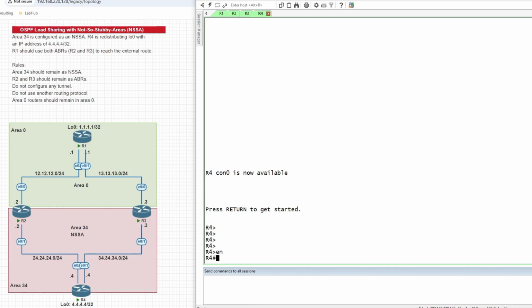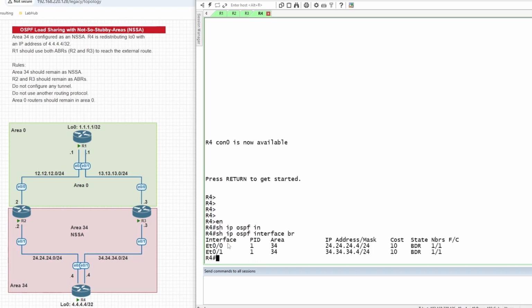and we look at show IP OSPF interface brief, our very first interface here is Ethernet 0/0, and the IP address on this interface is 24.24.24.4. That explains our third why. Because there was no loopback interface on R4 that was natively in area 34. So we ended up choosing the first interface in our OSPF interface list.